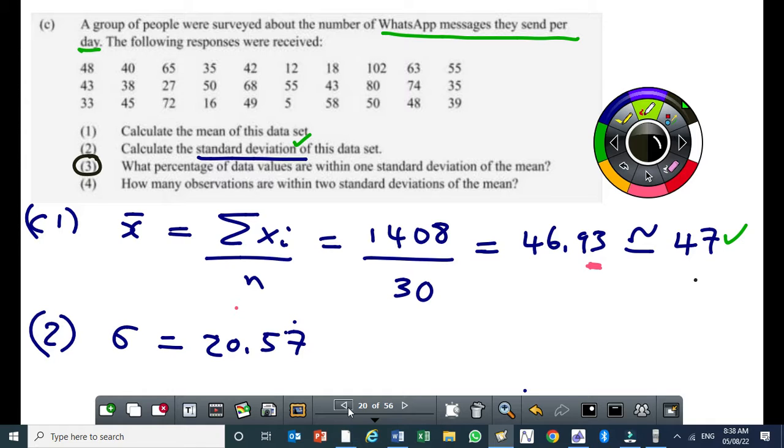standard deviation, we need to subtract the standard deviation from the mean. We also need to add the standard deviation to the mean so that we get an interval, such that within that interval we can determine how many values fall into it. That's one standard deviation. Sometimes you have two standard deviations, whereby you multiply the standard deviation by 2 and then add the answer to the mean and subtract it from the mean so that you get an interval.